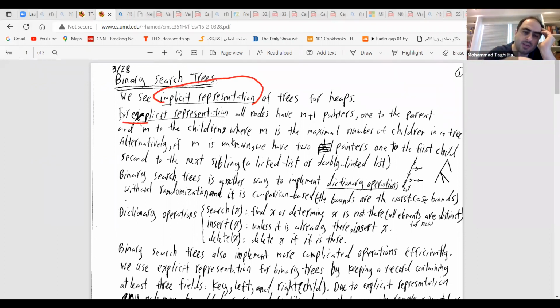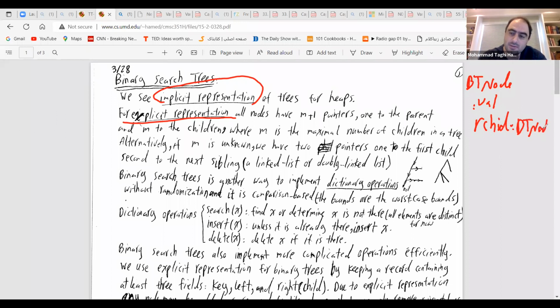But as we mentioned, for a binary tree, we are assuming that this is essentially a node. You can consider a BT node. This BT node has some value in it. This is the value of the node. And then we have the right child, which is itself a BT node. This is in Python if you want to do that. And then the left child, which is still a BT node.